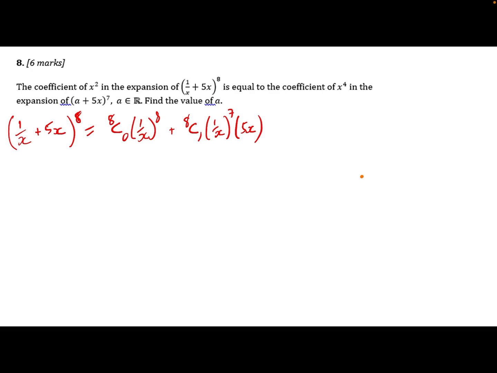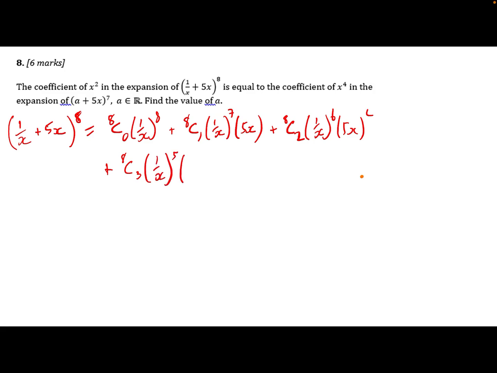And all we need to do is look for the one that's going to give us an x squared. So clearly that's going to give me an x over x, it's going to be x to the negative 6. You can see that's not it. So let's just look at what's happening as we go forward. 8 choose 2, 1 over x to the power of 6, 5x squared. So don't be lazy, keep adding terms in until you find the one that's x squared.